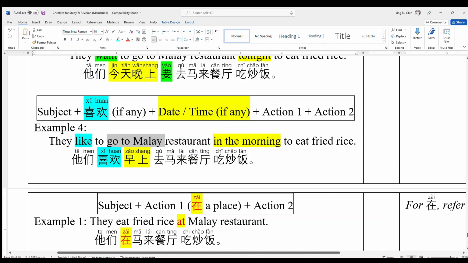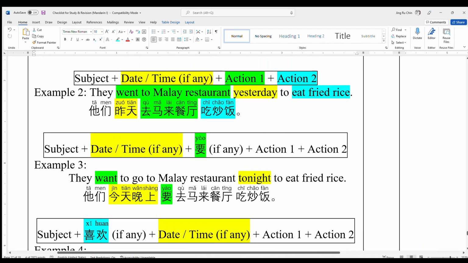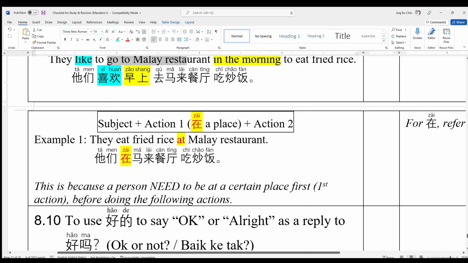Like just now, all the examples were go to Malay restaurant, went to Malay restaurant, right? But this one is already at. You need to tell in the Mandarin sentence that the person is already at the place, then he is doing something there. He is already at that place, only then does he do something there. You need to tell it according to this order, this logic. Then it makes sense. So, 他们在马来餐厅吃炒饭.